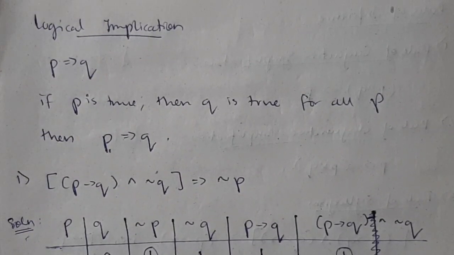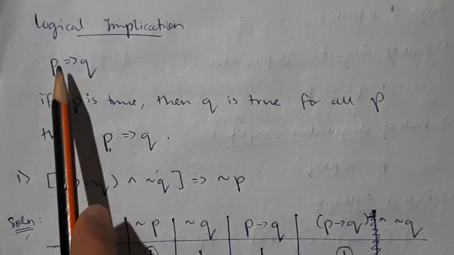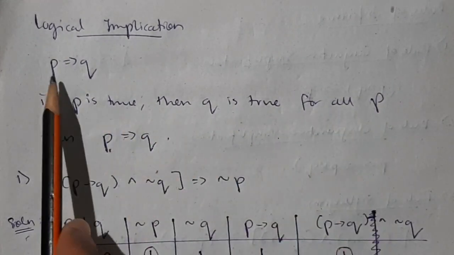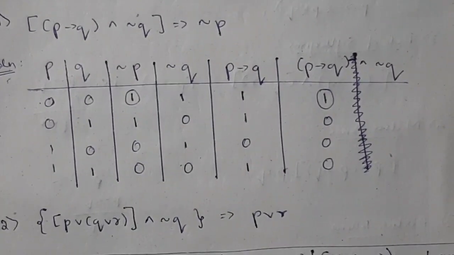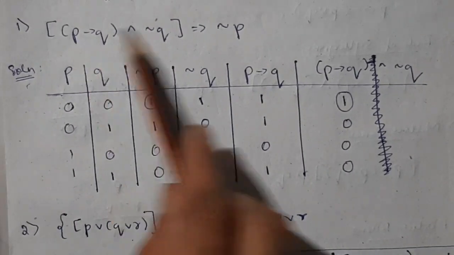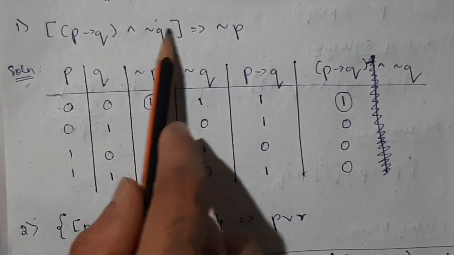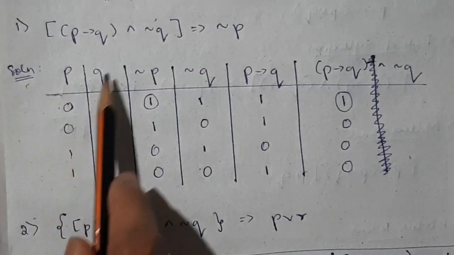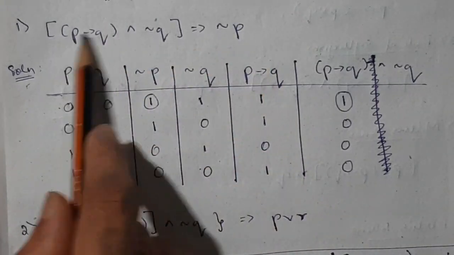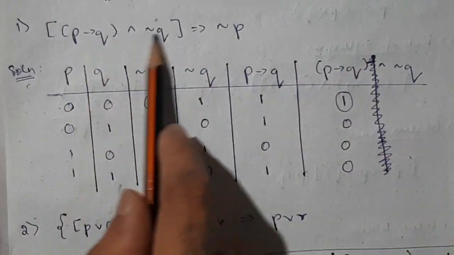In this what you have to keep in mind is, if P is true, then Q is true for all P. Okay, now let's see an example. See here, the question will be of this type. You have to prove that this whole thing logically implies this thing. So you will make the truth table and write the terms for truth values for this as well as this.